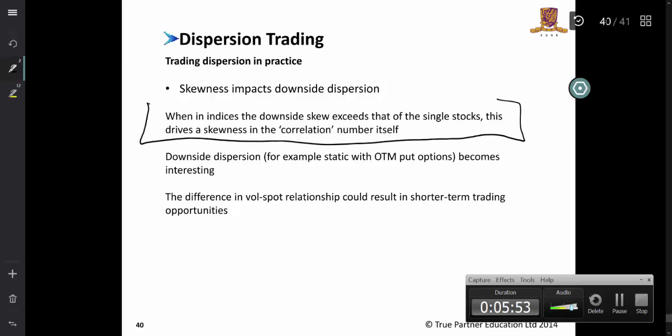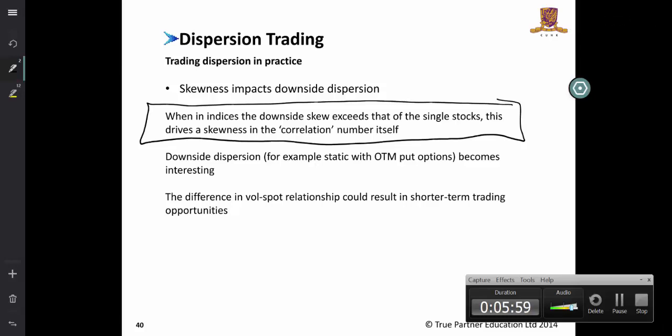What does this sentence mean? It's a little bit vague, I suppose. When in indices the downside skew exceeds that of the single stock, this drives a skewness in the correlation number itself. Now, I don't blame you for wondering what the heck is that.